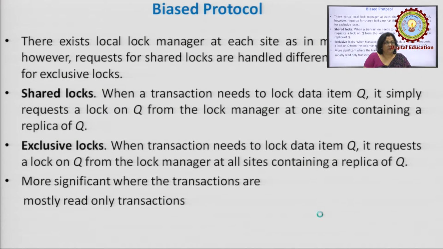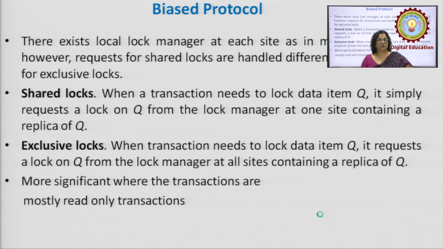The next is the bias protocol. In the bias protocol also, the lock manager at each site exists as in the majority protocol. However, the requests for the shared and the exclusive locks are handled differently. For shared locks, when a transaction needs to lock a data item Q, it simply requests a lock on Q from the lock manager at one site containing a copy of Q. Whereas for the exclusive lock, it requests a lock on Q from the lock manager at all the sites where the replica of Q is there.